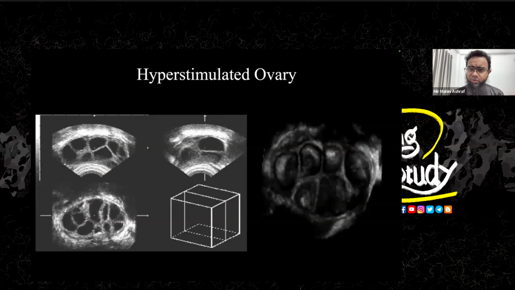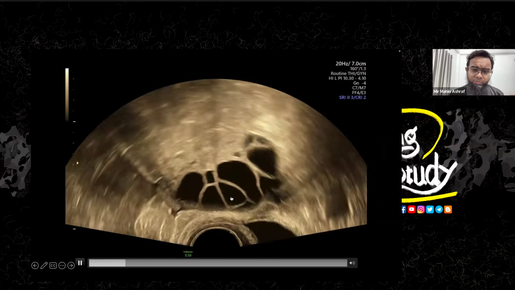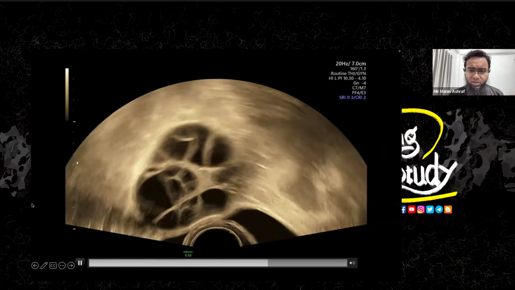So about the gynecological ultrasound, we are using it quite a lot, and I'm very fortunate to see many reports using 3D ultrasound for this purpose. So here's a hyperstimulated ovary, which is shown on a 3D image. So you can see multiple follicles here.